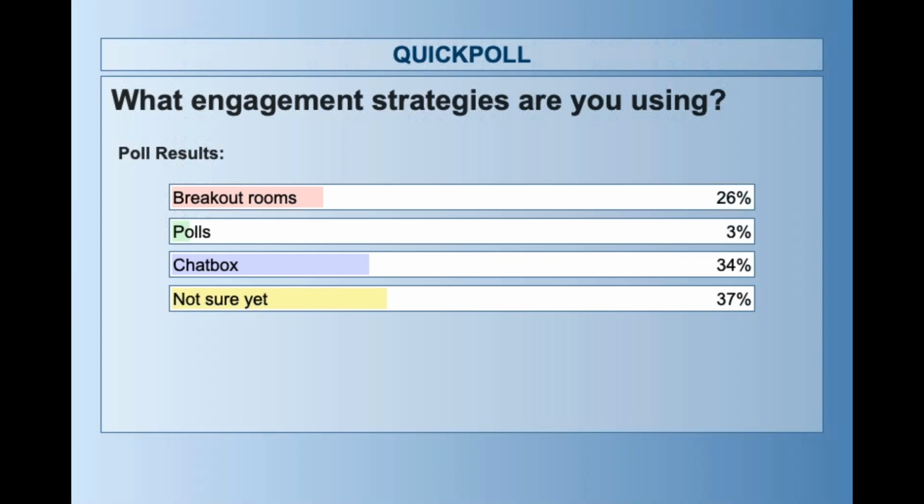So people are sharing breakout rooms, polls, chat box, and not sure yet. And for the not sure yet folks, that is totally okay, because you need to determine your purpose, right? You have to have a plan before you decide what engagement strategies you are using. You need to know what your event is all about before you create the engagement strategies.